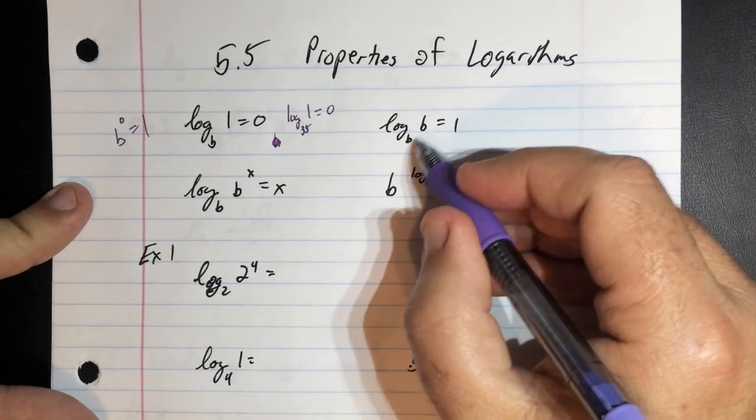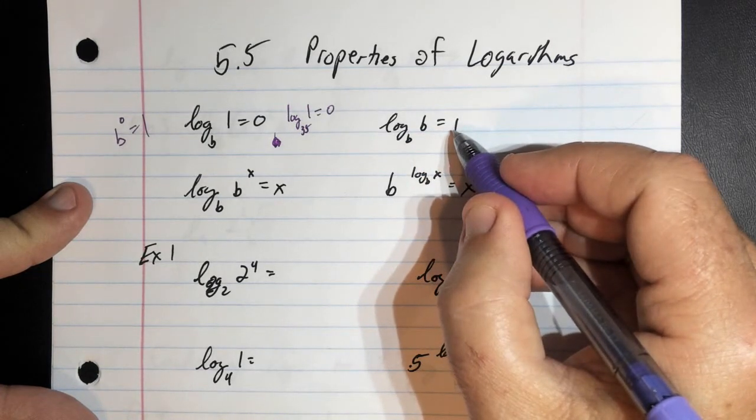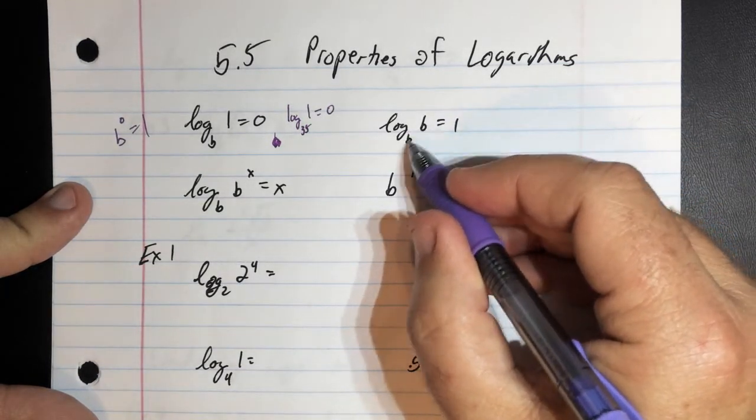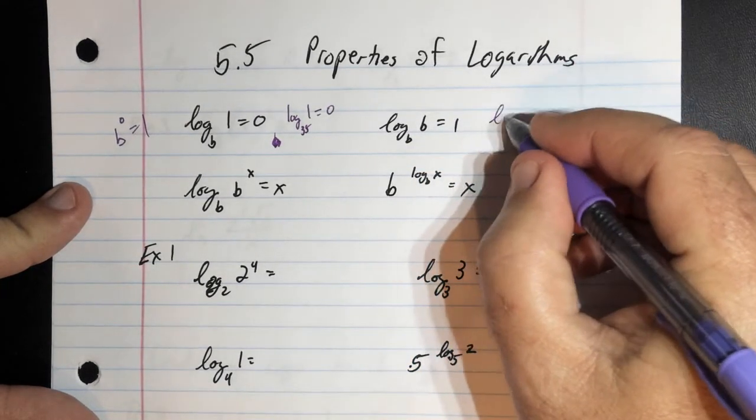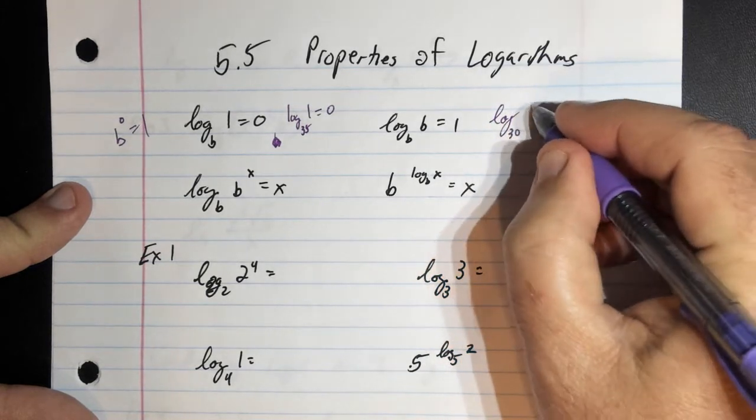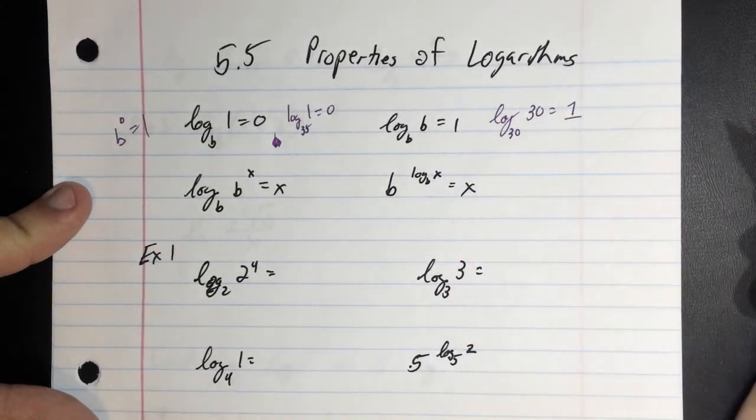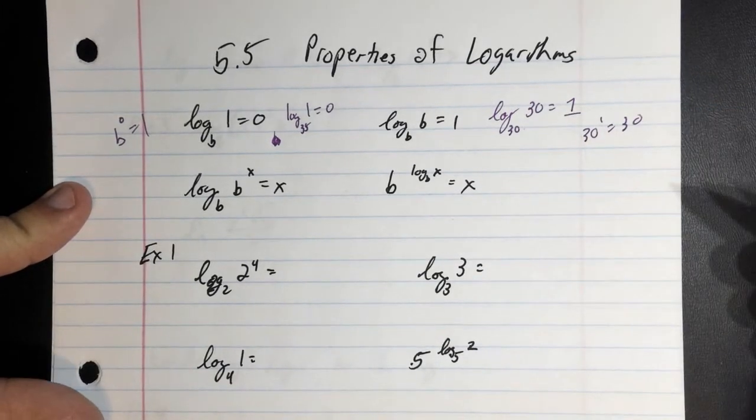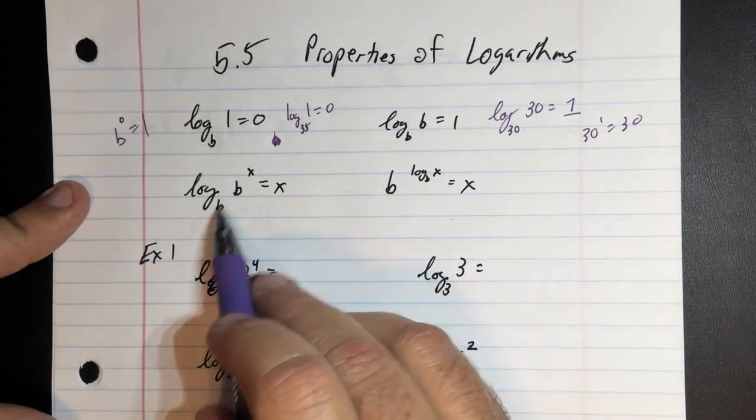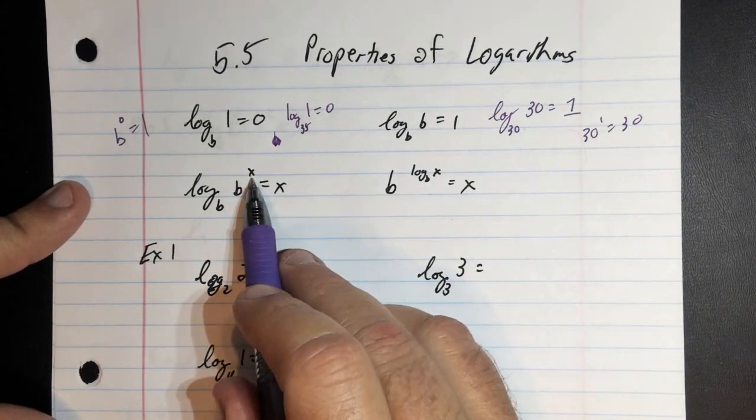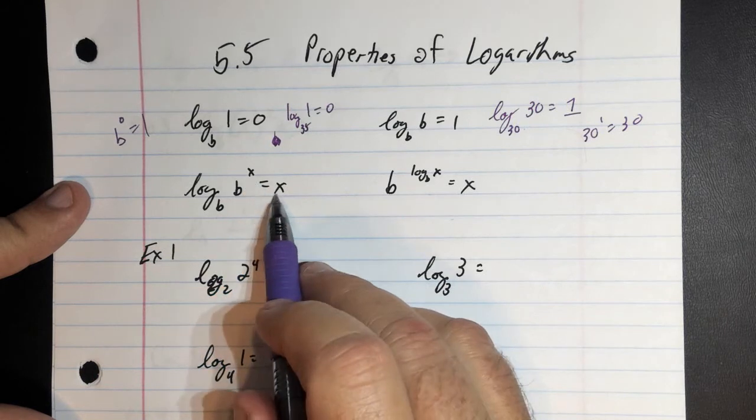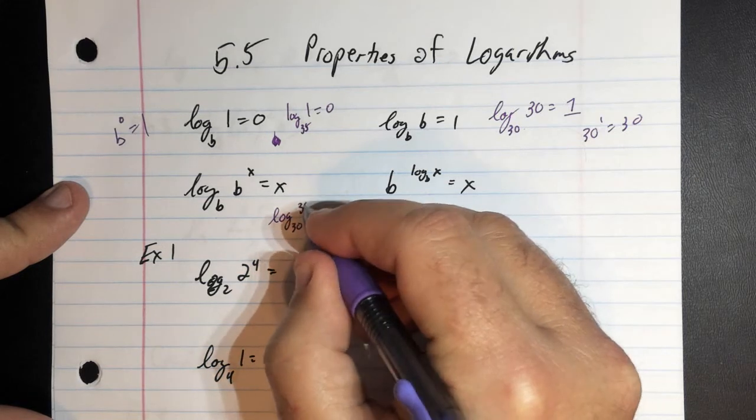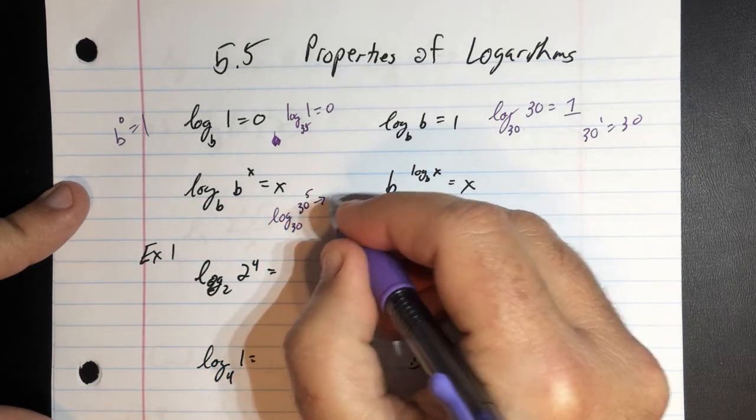And you have log base b of b is 1. In that case, if these two numbers are the same, this is going to be 1, such as log base 30 of 30 is 1. And that's because 30 to the first power is equal to 30. If the two bases are the same and it has an exponent other than 1, your answer is going to be that x. In other words, log base 30 of 30 to the 5th power has to equal 5.